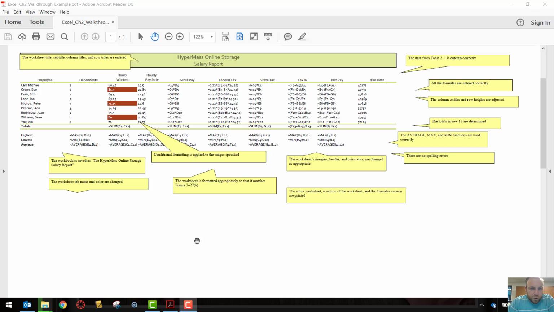So as far as chapter 2 goes, a couple things I want to point out. As you can see, it's the same deal. We have your title row, your subtitle. The only difference in this chapter versus the last chapter would be that now we're adding a border around it.